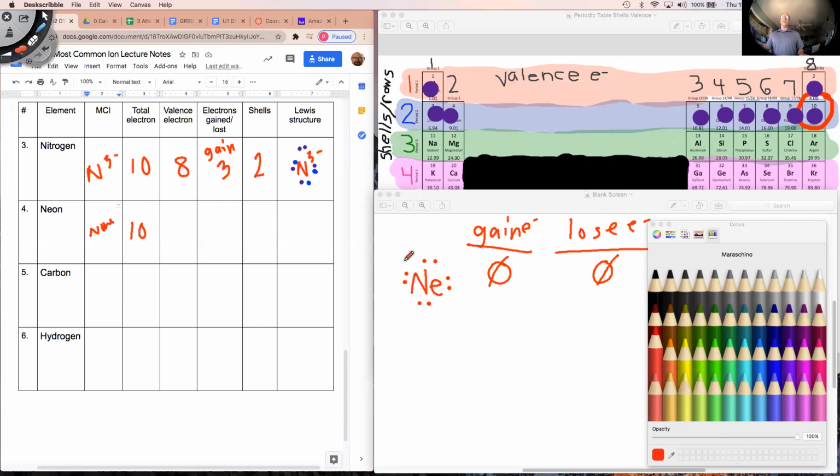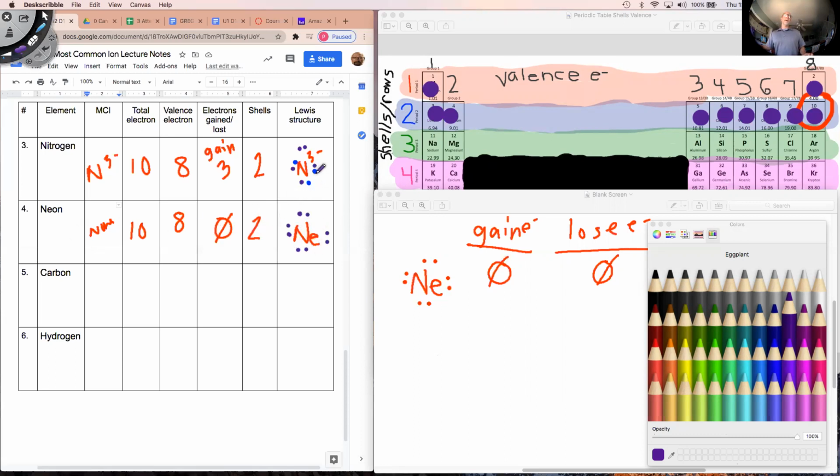How many valence electrons? Well, we can see it right here. There's 8 valence electrons. We also know that because it says 8 up here, and that 8 is the number of valence electrons. The only exception would be helium here, but so there's 8 valence electrons. How many were gained or lost? None. How many shells? 2 shells. And what would the Lewis structure be? This would be the Lewis structure right here. Now on the last one that we did, there were 1, 2, 3, 4, 5, 6, 7, 8. So neon would have this.